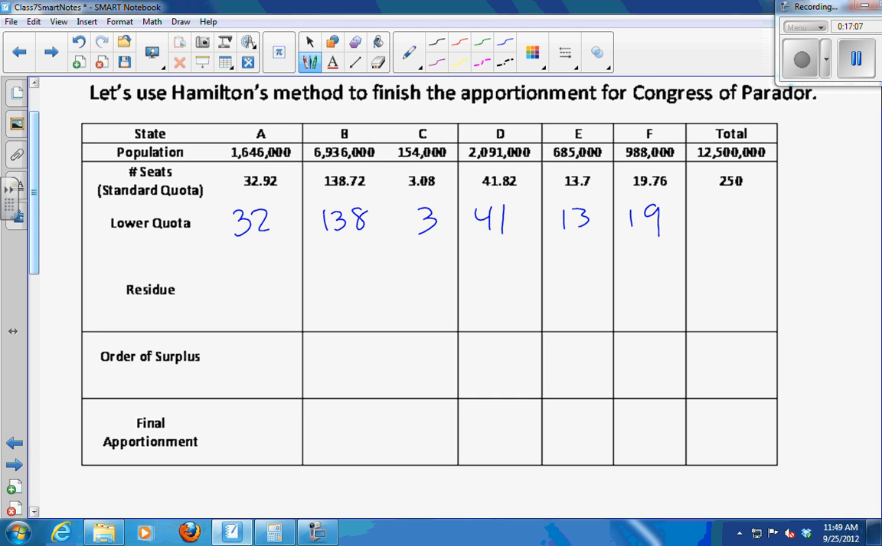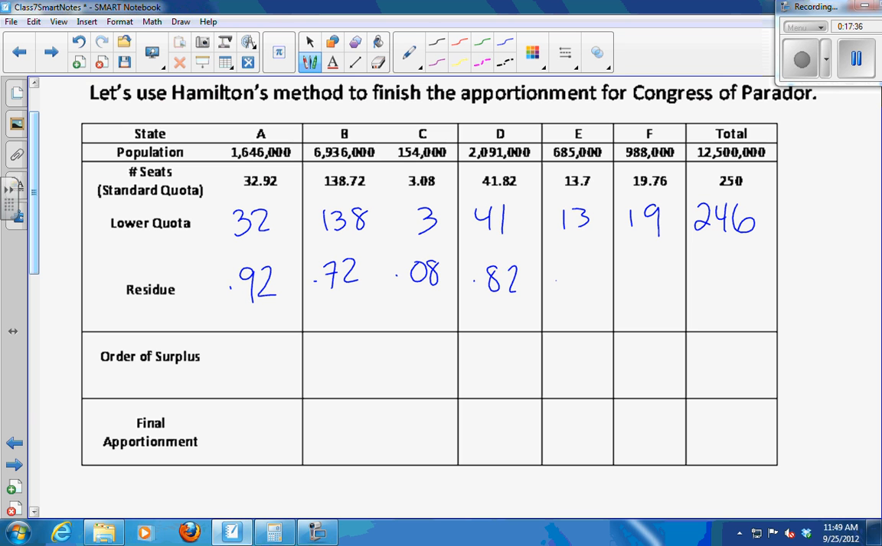And when I add those up, I only get 140, 170, 173, 146, 246. So I'm actually four seats shy of the 250 I have to give out. So I have 4 seats left to distribute. I'm going to distribute them based on the fractional piece that got chopped off, the residue.